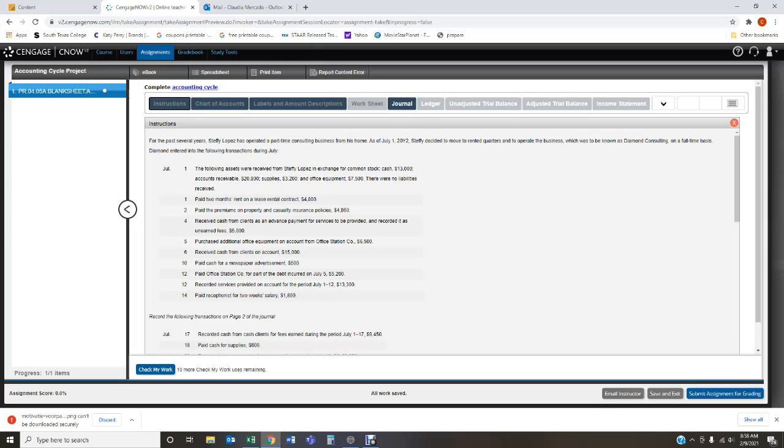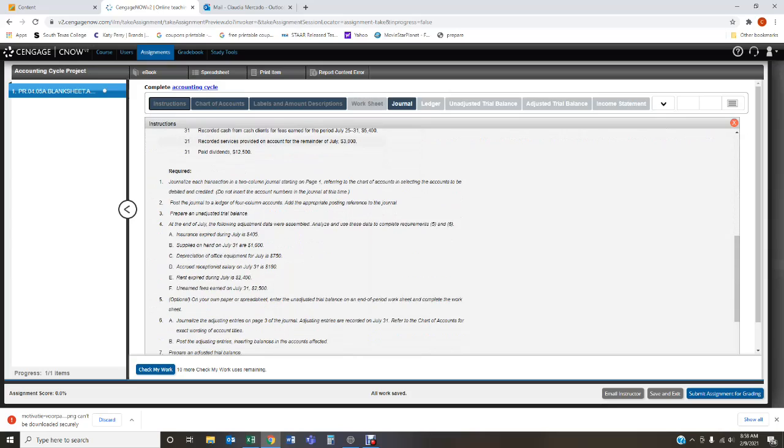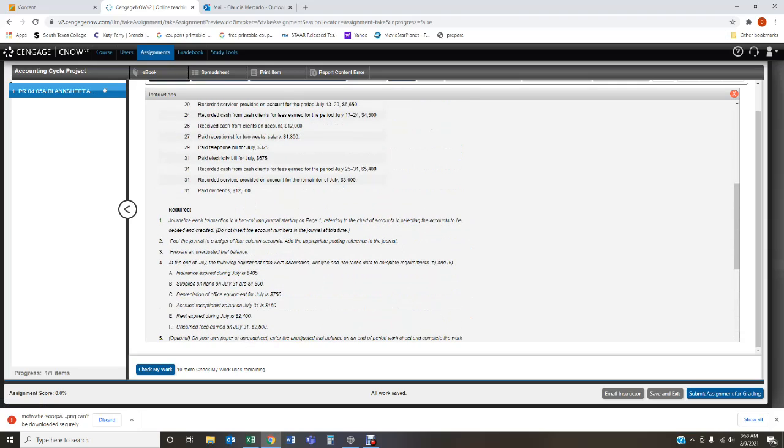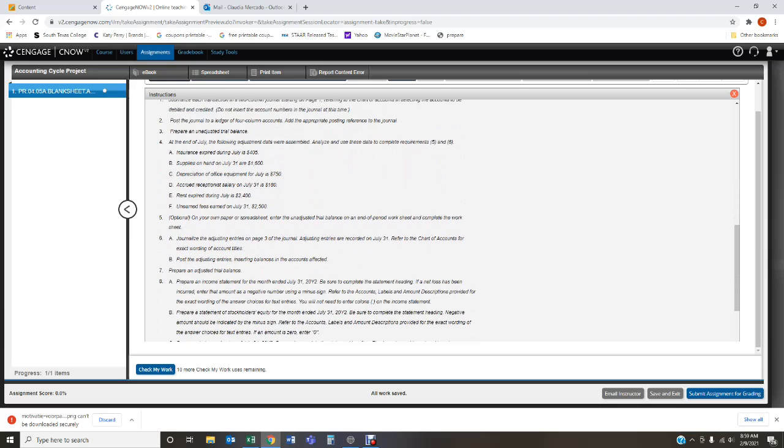Okay, so I love this project. You're going to be given, under instructions, all of the transactions that need to be journalized. So you're going to be journalizing all of these transactions and then all of the requirements. If you see, there's a lot of things that you need to do. So you're going to journalize the transactions in your journal. You're going to post to your ledgers. You're going to prepare an unadjusted trial balance. You're going to do adjustments. A variety of adjustments are provided.